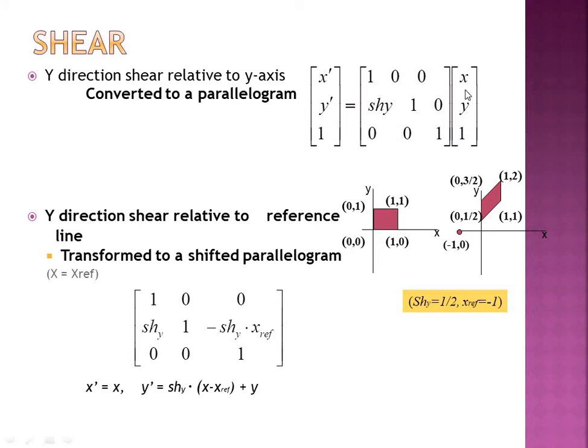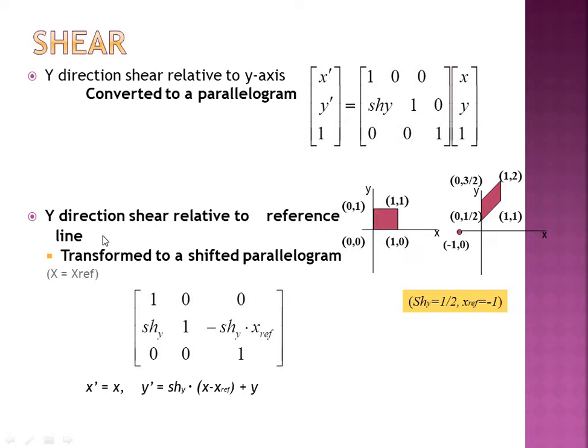Now we come to the next type of shear, which is y direction shear relative to y axis. In this case also the transformation matrix is given as SHY 1 0, 1 0 0 and 0 0 1. Now in this case also the square will get converted to a parallelogram, but it will appear that somebody has dragged the object towards y direction, upwards or downwards.